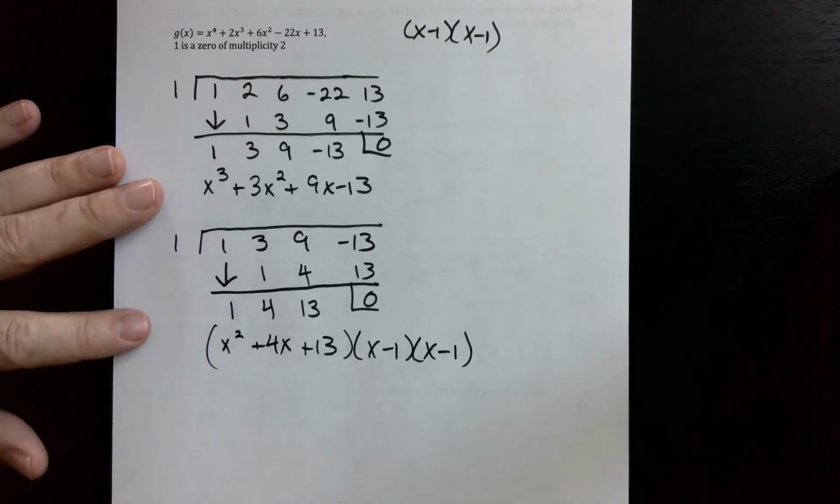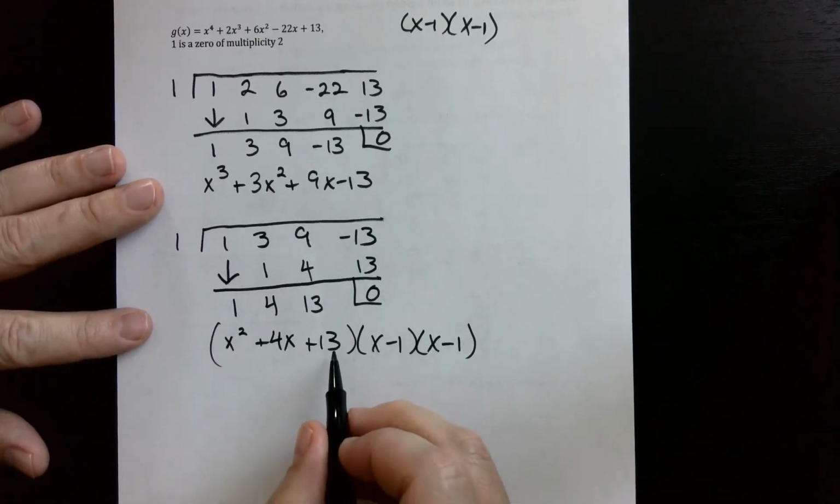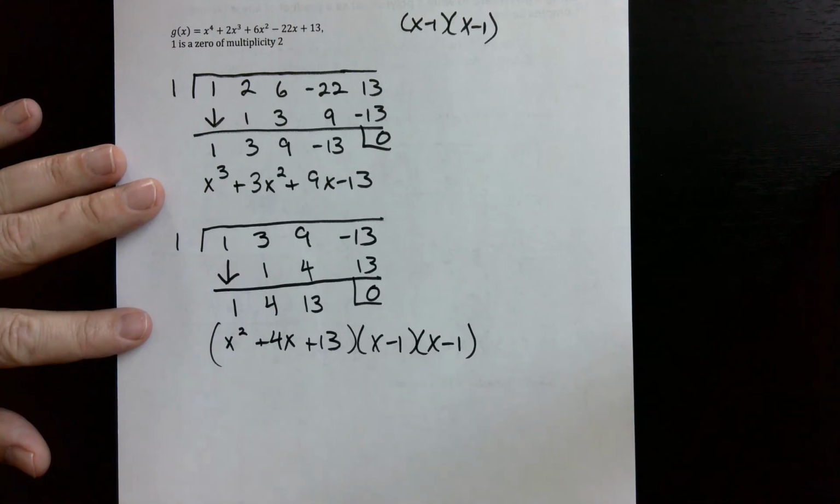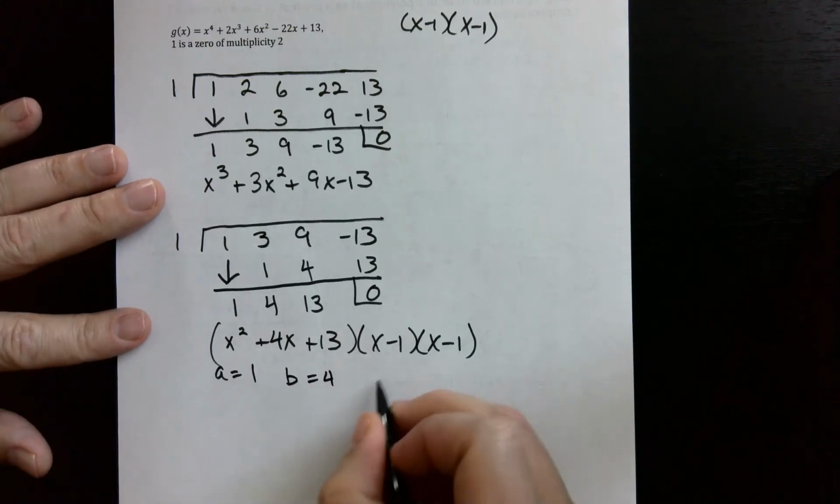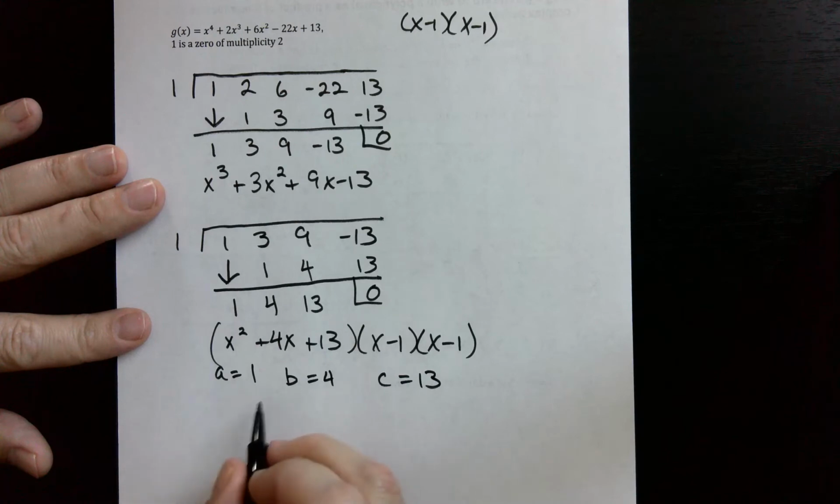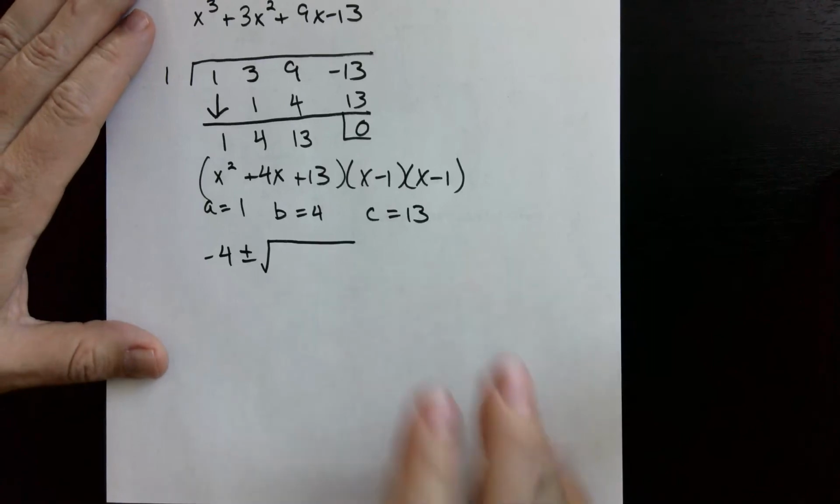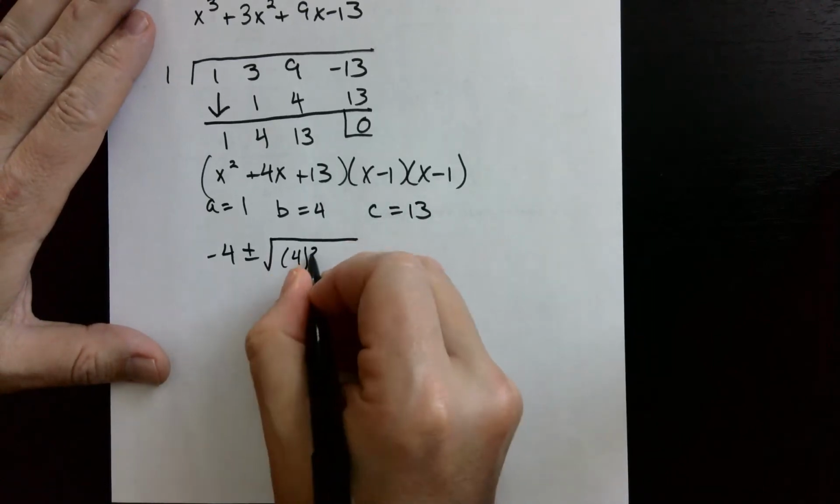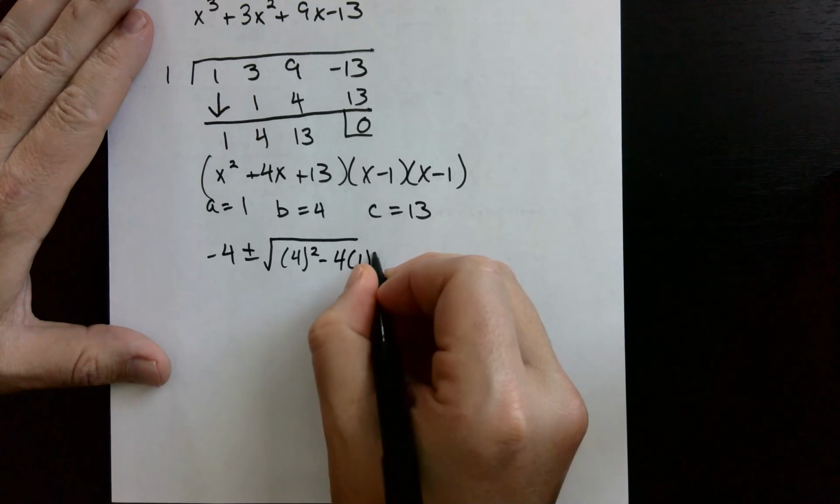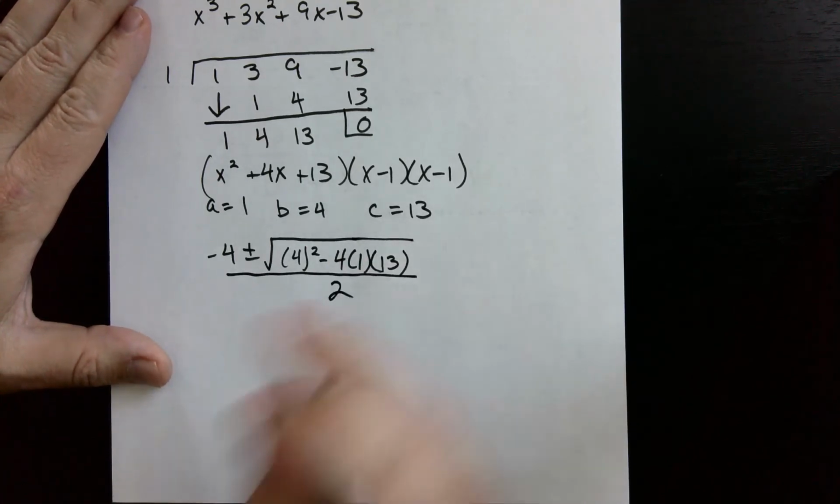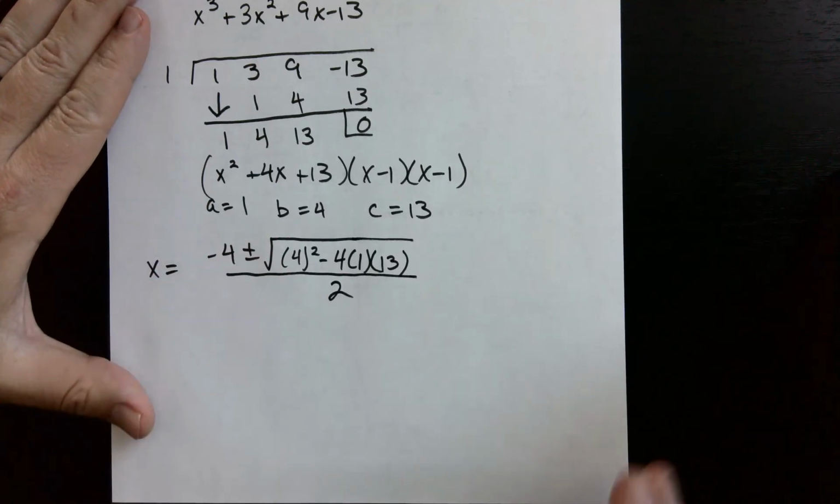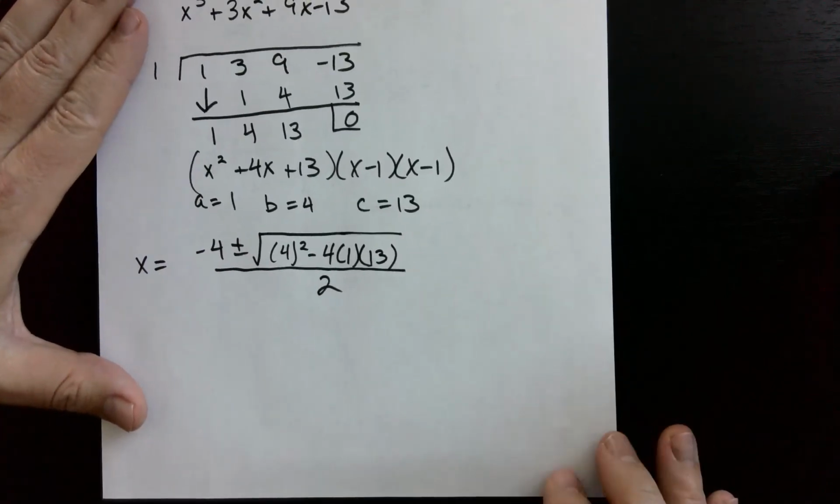Okay, now let's see if we can factor this thing. Two numbers that multiply to get 13, but add to get 4. There's only two numbers that multiply to get 13. That's 13 and 1, and that doesn't work. So quadratic formula it is: a equals 1, b equals 4, c equals 13. So negative b, negative 4, plus or minus the square root of b squared. So 4 squared minus 4 times 1, that's a, times c, which is 13. All over 2 times 1, or 2, and that is x equals. Okay, so we're finding the zeros here with the quadratic formula.